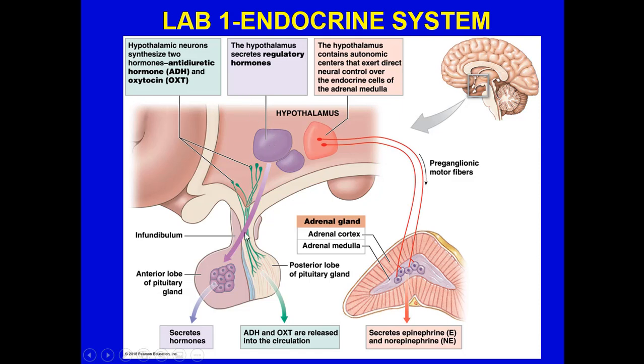The regulatory hormones travel across via this little capillary pathway, and they act on the anterior lobe of the pituitary gland. The interesting thing is that the anterior and the posterior structurally are somewhat different. This is more glandular, the anterior lobe. The posterior is more neural in its appearance.